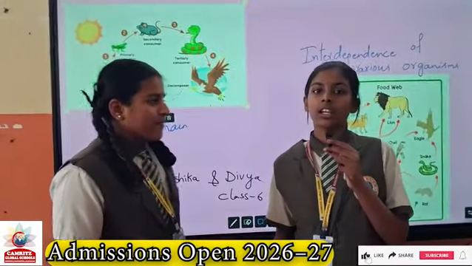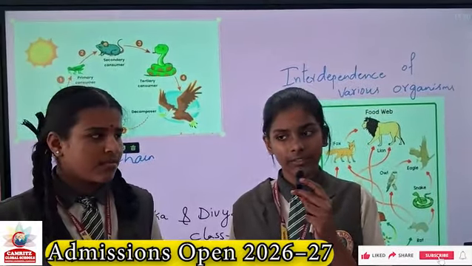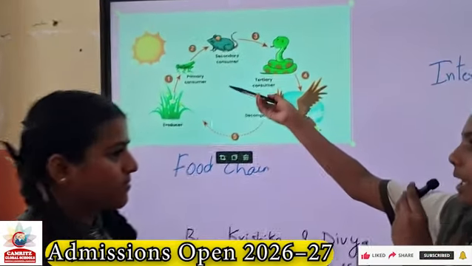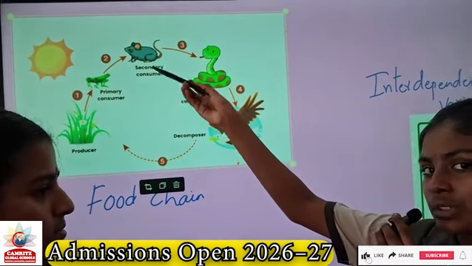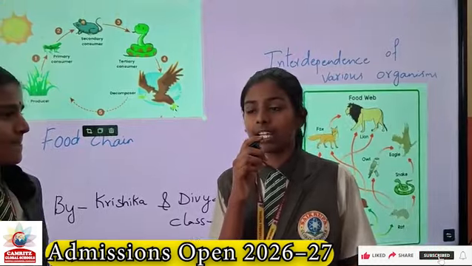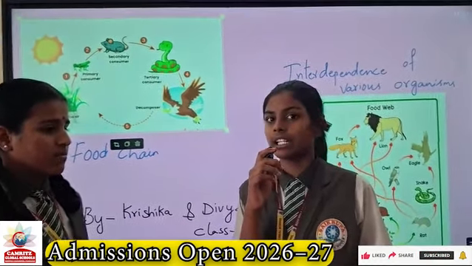So by this we understand how each living thing gets its food in a particular environment. For example, producers are plants. Plants are eaten by primary consumers, which are eaten by secondary consumers, which are eaten by tertiary consumers. By this we understand that all animals depend on plants for food either directly or indirectly.